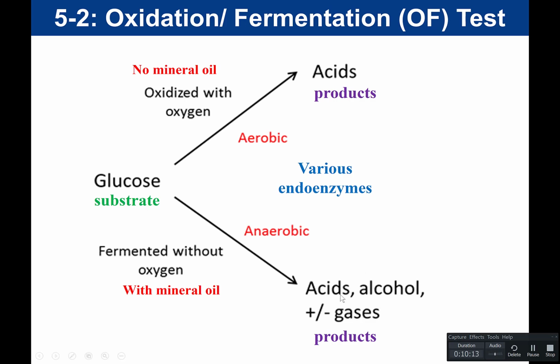So on your sheet, you're going to have two sets of products. For fermentation, your product is going to be acids, alcohol, and plus or minus gases. For your oxidation, your product is going to be simply acids. And so this is our test. We want to determine if bacteria can oxidize and or ferment glucose.